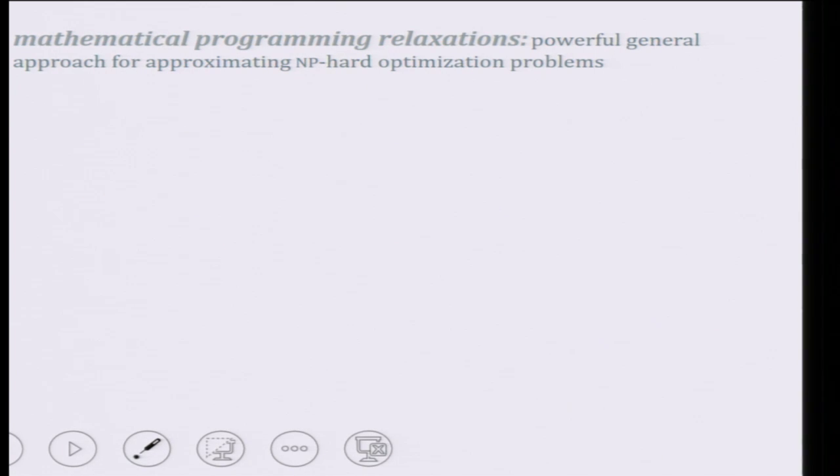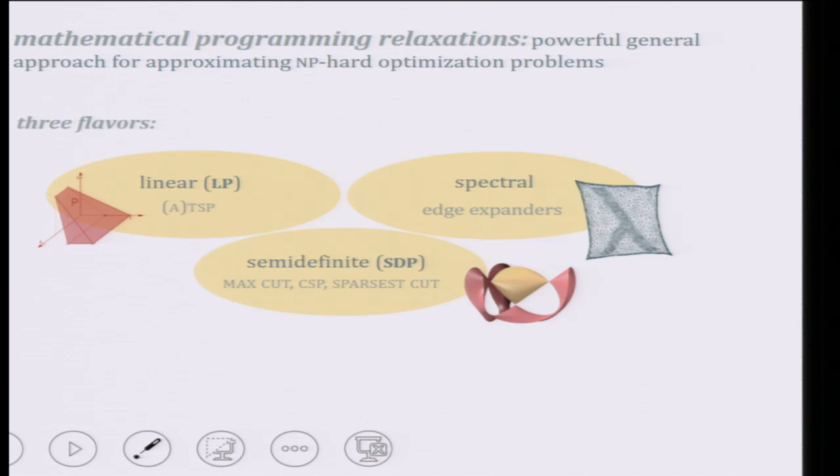Okay, so let's talk about the kind of algorithms that our model is trying to capture. For approximating NP-hard optimization problems, it turns out that the most powerful general approach is using mathematical programming relaxations. And there are 3 flavors of these mathematical programming relaxations that are useful for approximating NP-hard problems: linear, spectral, and semidefinite relaxations.